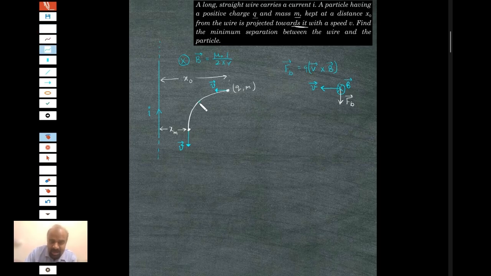Let's say it's going to be a two-dimensional motion. It's not a 3D motion. So whatever the motion is, it will be confined in this xy plane. Let's call this axis the x-axis and this axis the y-axis. So its motion is confined in this plane.